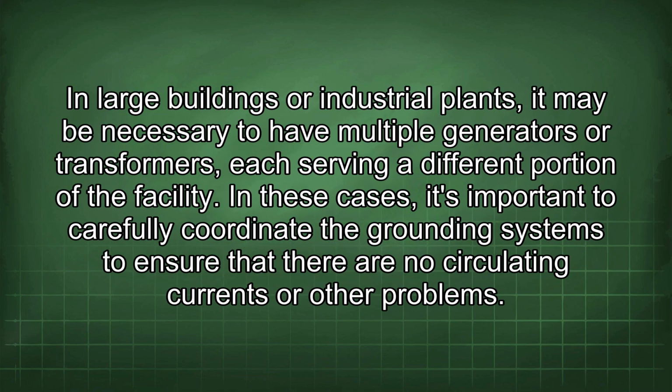Fifteenthly, another advanced consideration is the use of multiple separately derived systems in a single facility. In large buildings or industrial plants, it may be necessary to have multiple generators or transformers, each serving a different portion of the facility. In these cases, it's important to carefully coordinate the grounding systems to ensure that there are no circulating currents or other problems.